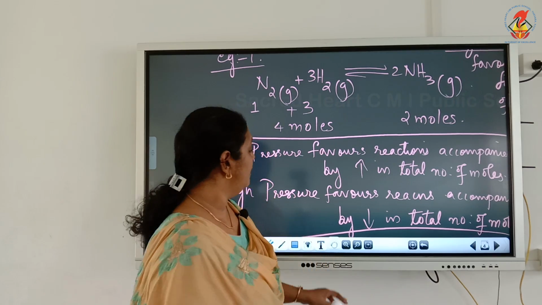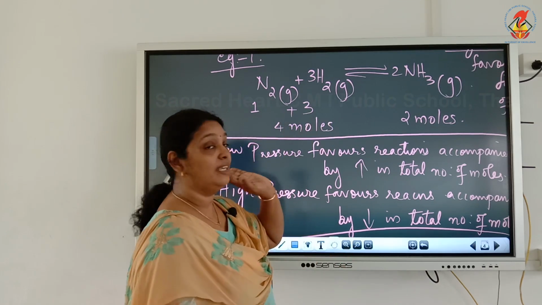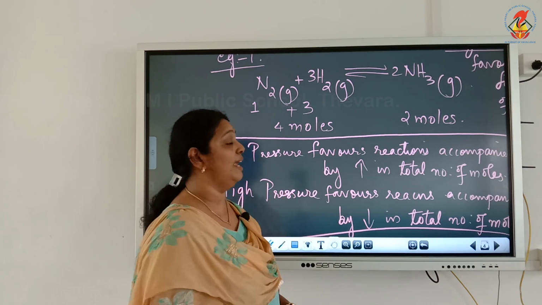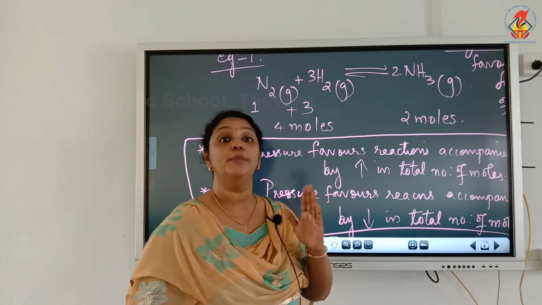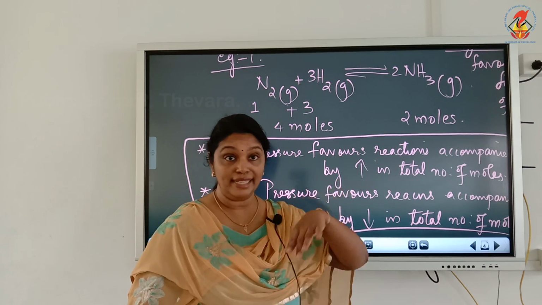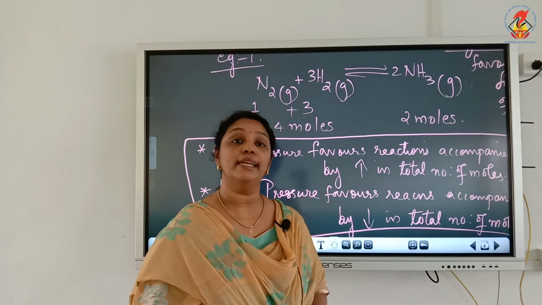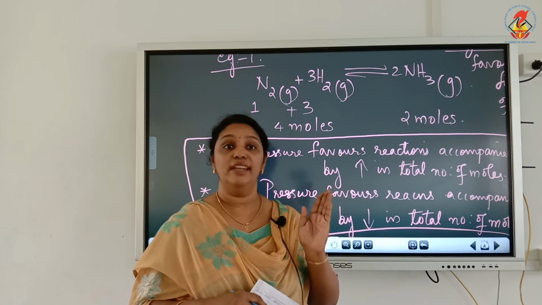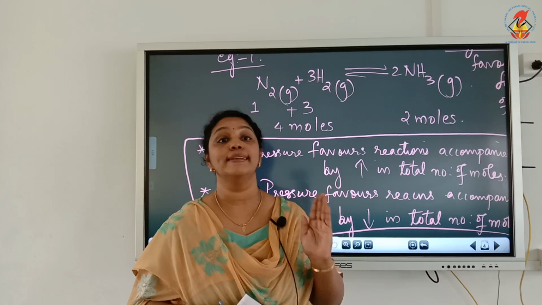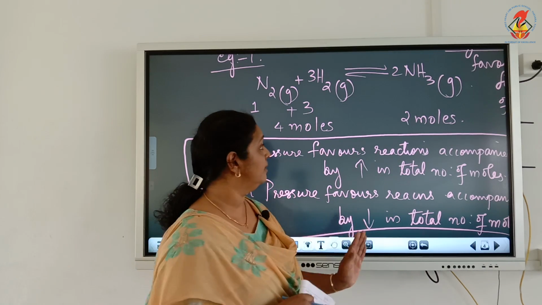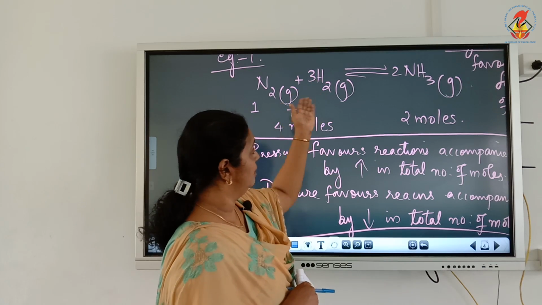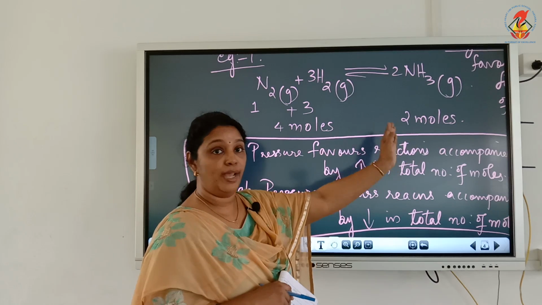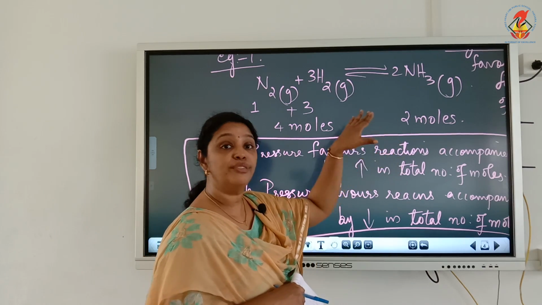Now suppose this reaction is at equilibrium, and I increase the pressure. What will happen? The equilibrium will get disturbed. Now what will the equilibrium do? It will try to shift in that direction in which the total number of moles decreases. So here, when I increase the pressure, the reaction takes place in the forward direction, so as to reduce the total number of moles.